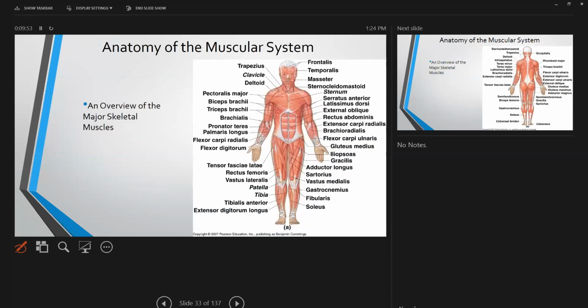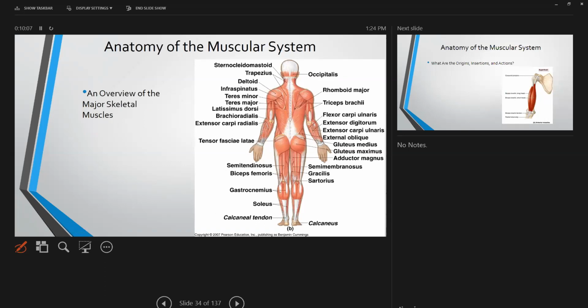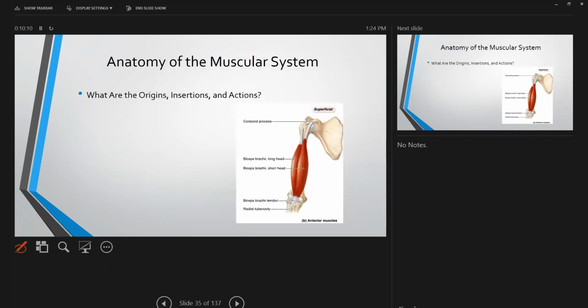So the anatomy of the muscular system, there's a whole bunch of different muscles. You should definitely be comfortable with all of these muscle groups, as well as the posterior muscle groups. Actions are important when we talk about muscles, and when we're examining patients, we need to know where most likely the discomfort is coming from, and we need to be comfortable with our anatomy.